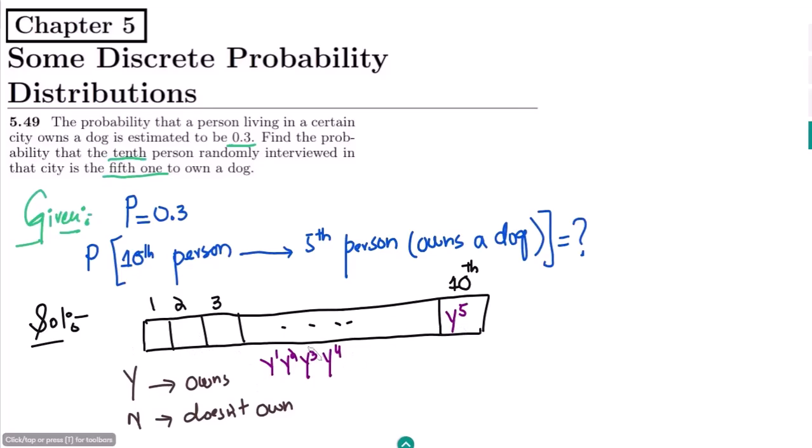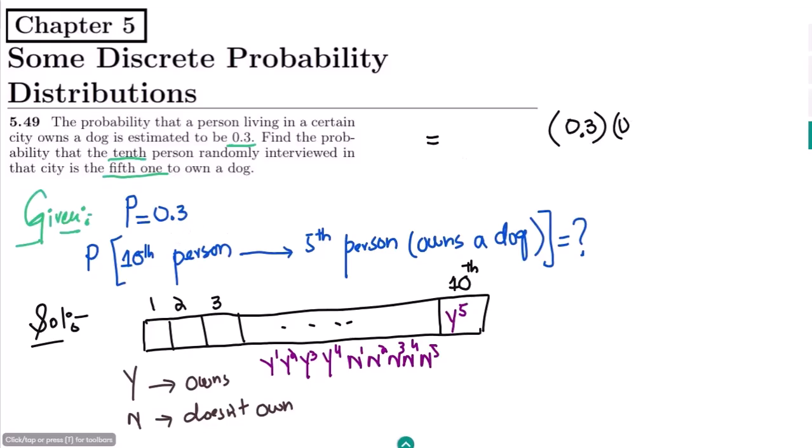All others will be the persons who don't own a dog, so those would be N1, N2, N3, N4, and N5. So 5 here will be the people who don't own the dog, while the 4 Y's will be the persons who own the dog. Therefore, this will be the probability. What would we get for this combination? For the people who own a dog, we have 0.3, which is the probability that a person owns a dog.